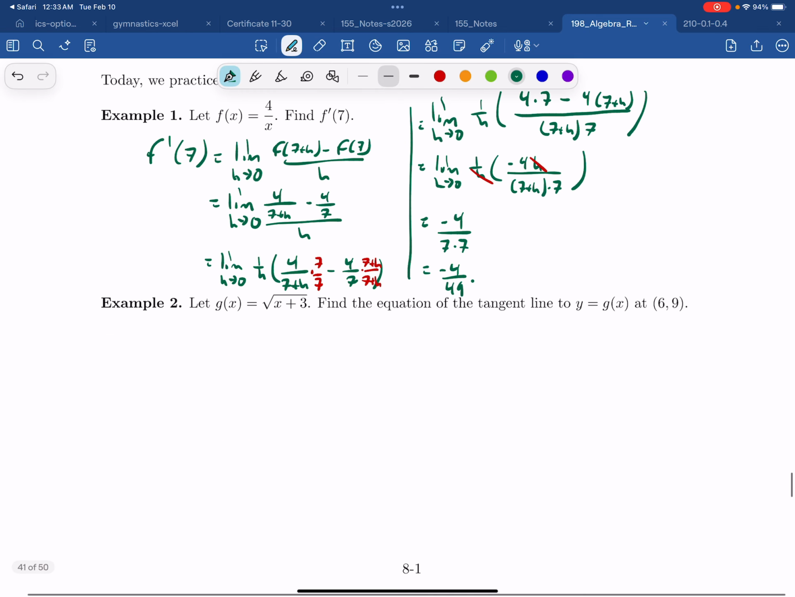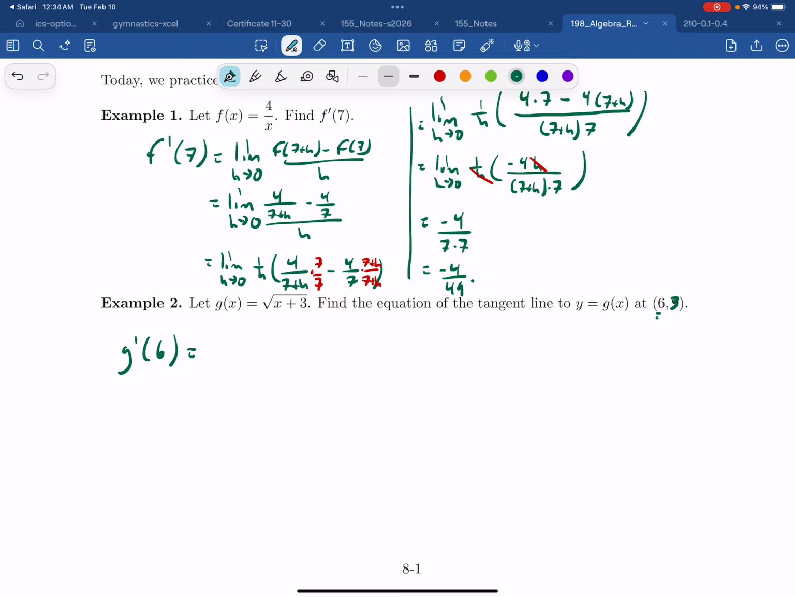Okay. Let's look at this example, right? This one involves a square root, right? We had the fraction. We had to use a common denominator. Here, what do you think we're going to do? We're going to multiply by the conjugate, right? Find the equation of the tangent line to that curve at 6, 9. Now, one thing, that's actually not quite right. It should be 6, 3. Not on that one. Anyway, we're looking for g prime of 6, right? We're plugging in g prime of 6.